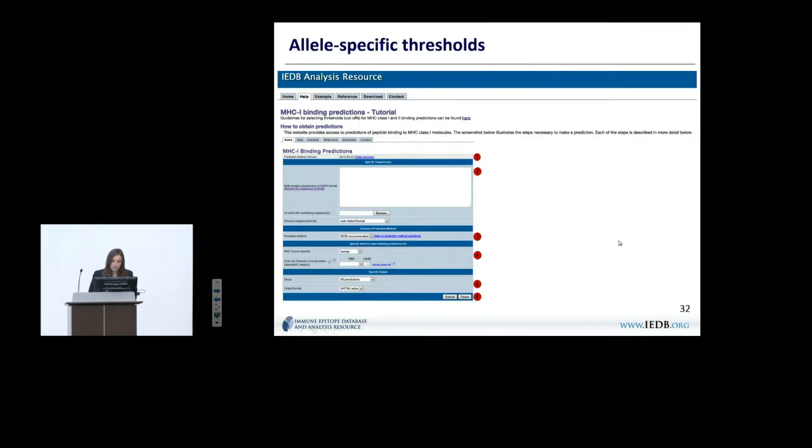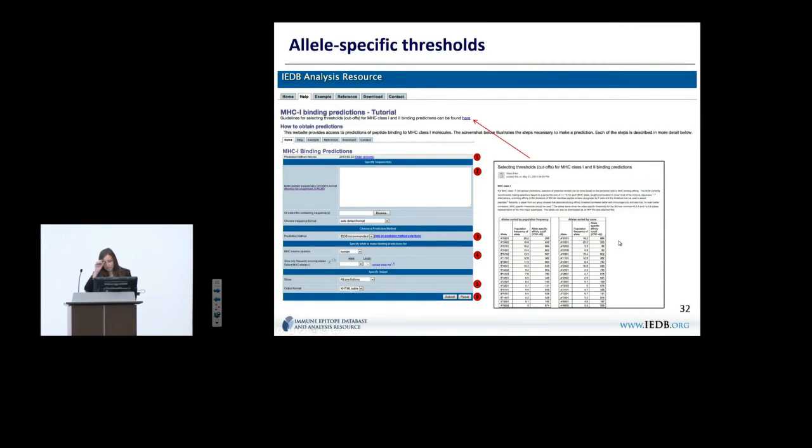This was done before, and we have a list available. If you go back to the help page and check the tutorial, you will find a list there which shows allele-specific thresholds that are suggested based on the studies that have been done.